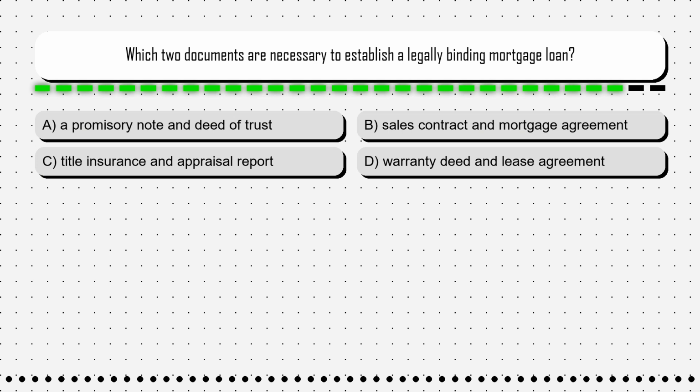Question 1. Which two documents are necessary to establish a legally binding mortgage loan? Option A, a promissory note and deed of trust. Option B, sales contract and mortgage agreement. Option C, title insurance and appraisal report. Option D, a warranty deed and lease agreement.